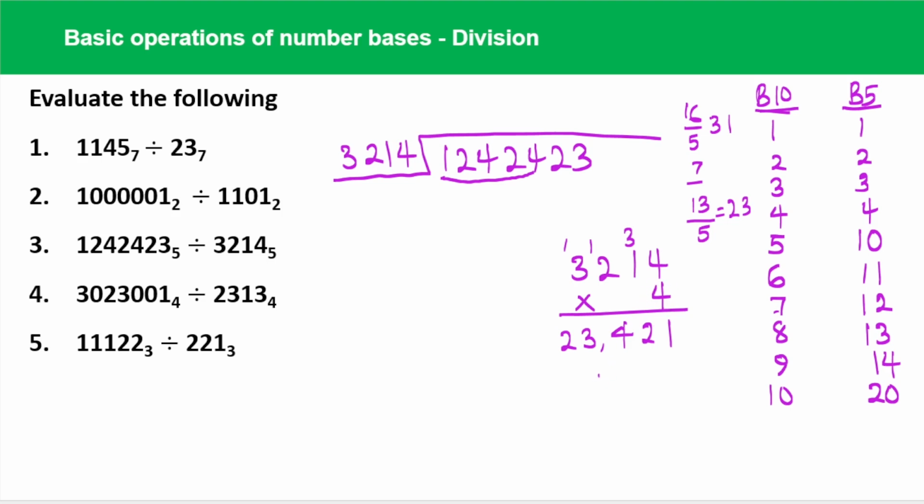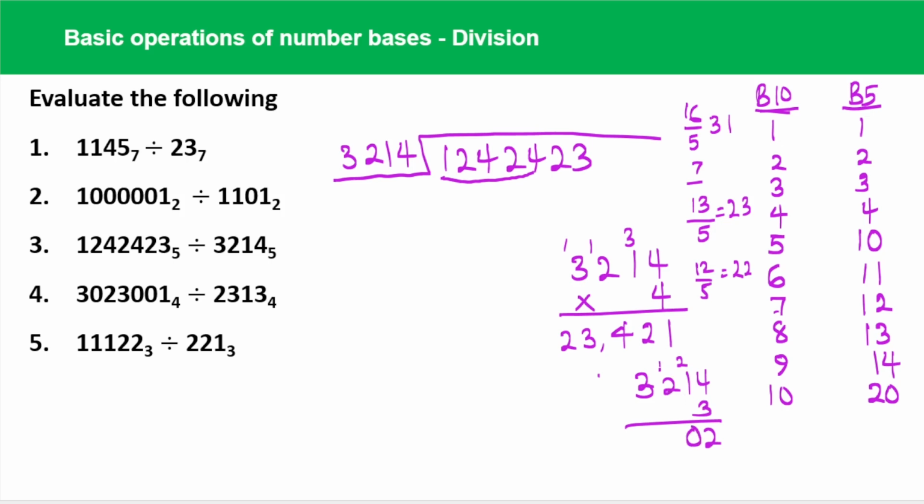So now let's check 3 times. Let's see if it will go 3 times. 3 2 1 4 times 3. 3 times 4 is 12. 12 in base 5, that will give us 2 remainder 2. That's 2, we carry 2. 3 times 1 is 3 plus 2, that will give us 5. 5 in base 5, that is 1 0. So we write 0, we carry 1.